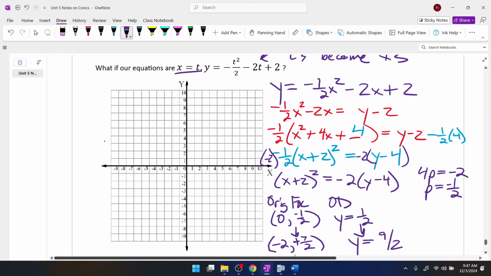Okay, basically for the original form of the focus, the p-value, the focus is going to be (0, p). And since p is negative, that's why. Oh, because it's got to be the opposite. Yeah, it's going to be y equals -p for the directrix.